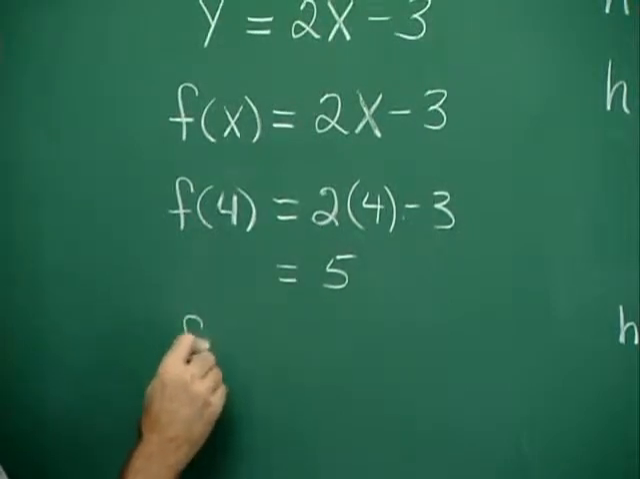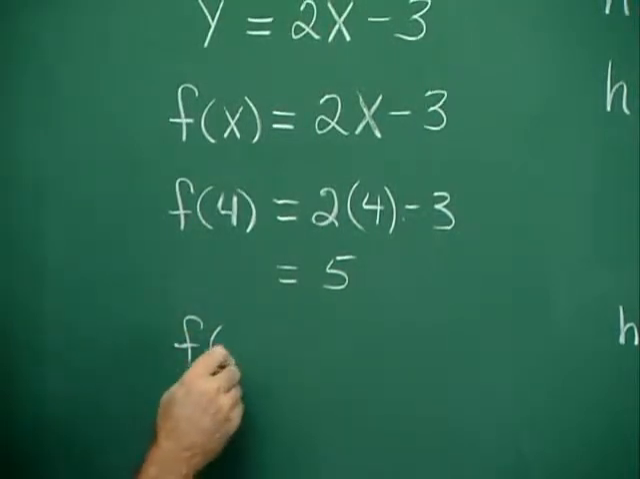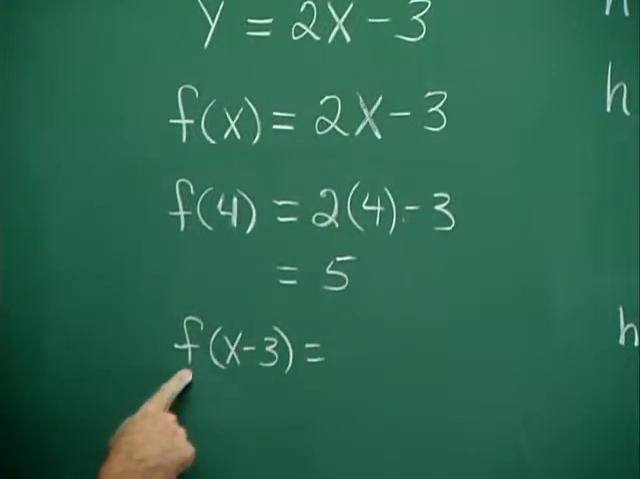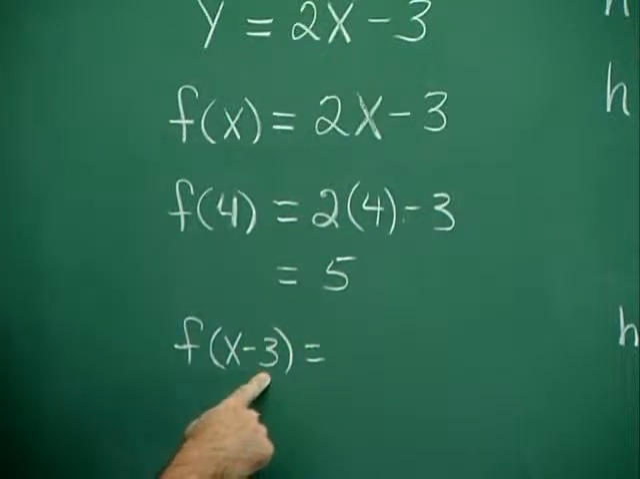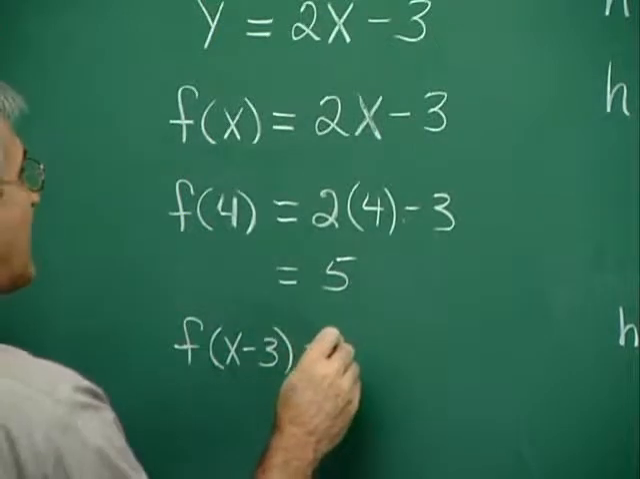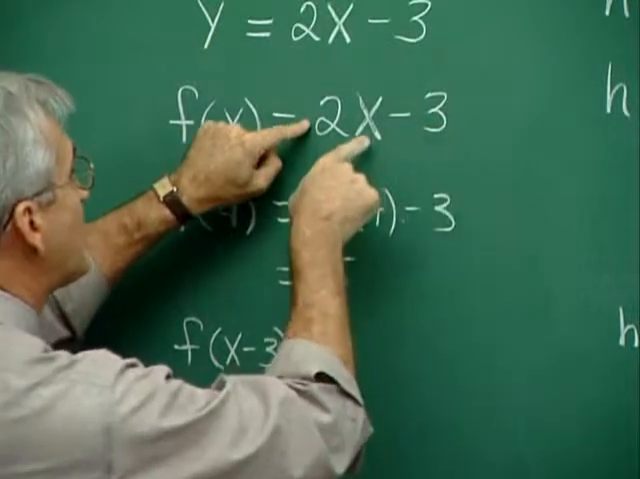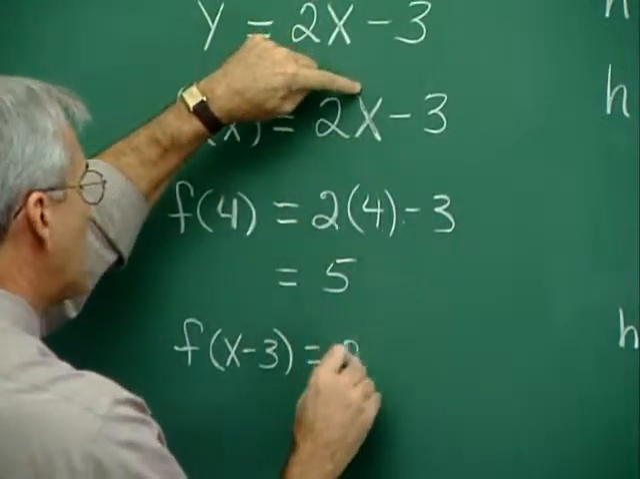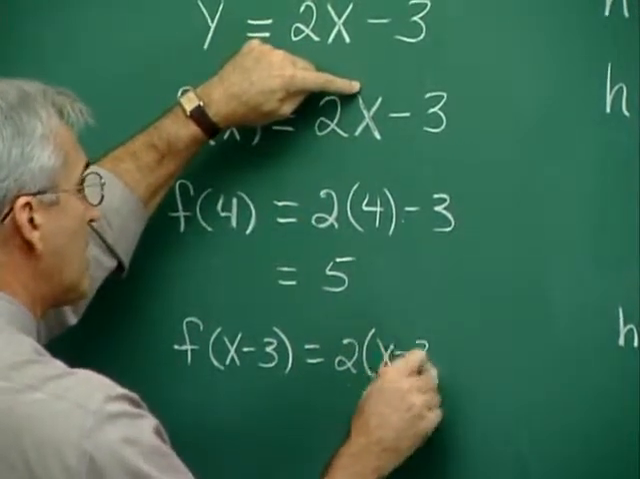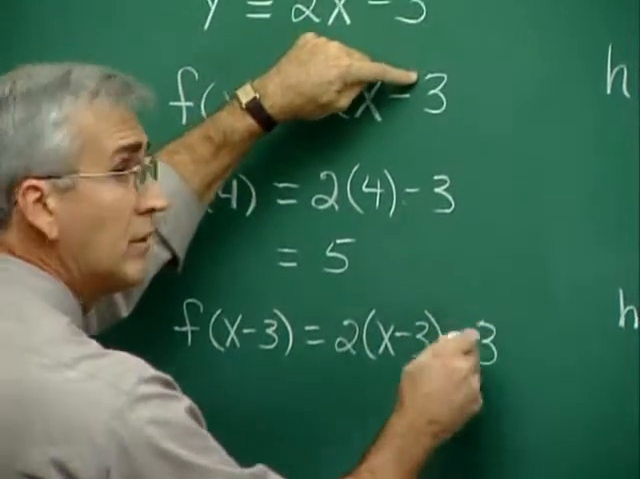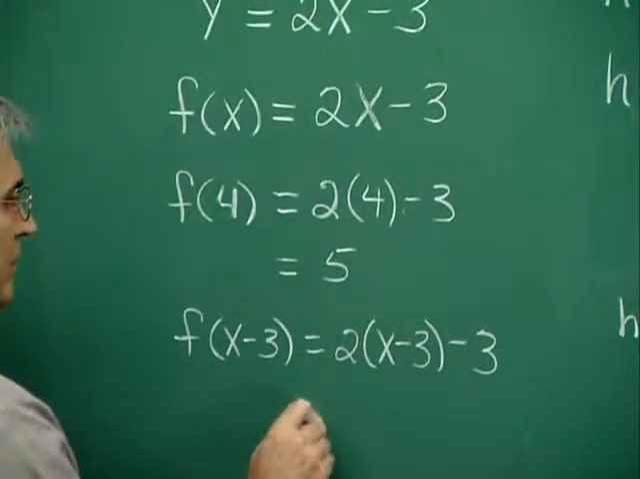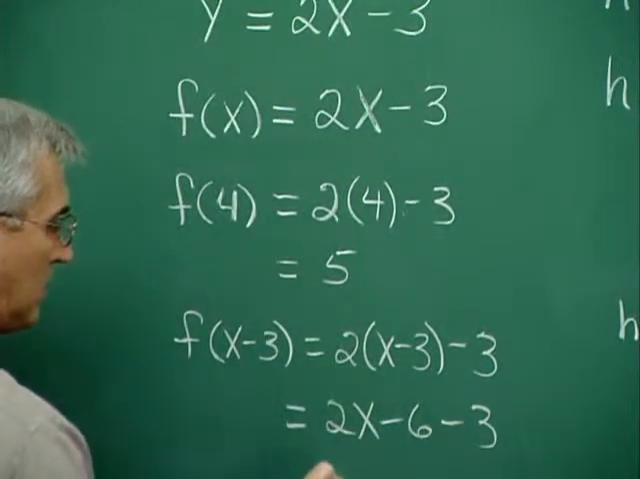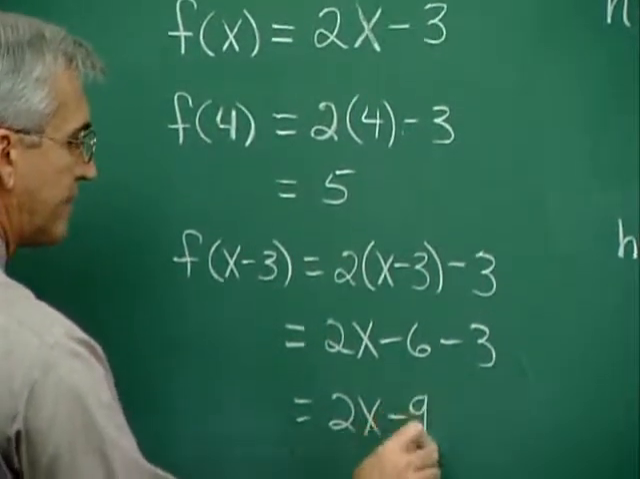Suppose we make the request of f of x minus 3. Then this means in the f function, replace x with x minus 3 and evaluate. So let's replace x with x minus 3. Now we're replacing this x with x minus 3. So instead of 2 times x, it's 2 times x minus 3, and then minus 3. So we have 2x minus 6 minus 3, or 2x minus 9.